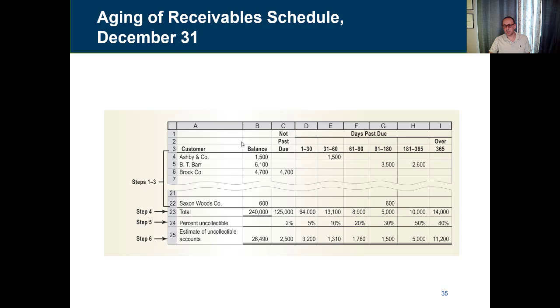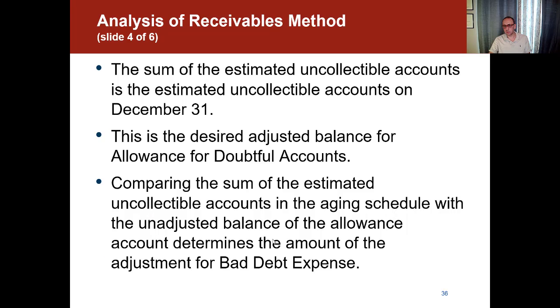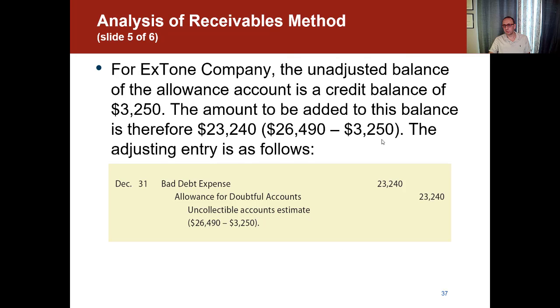So let's go back here. You see our desired value is $26,490. We already have a balance of $32.50. So we take the $26,490, which is the desired balance, minus the existing balance, $32.50, and that would be $23,240. So we're going to have an adjusting entry with this value.